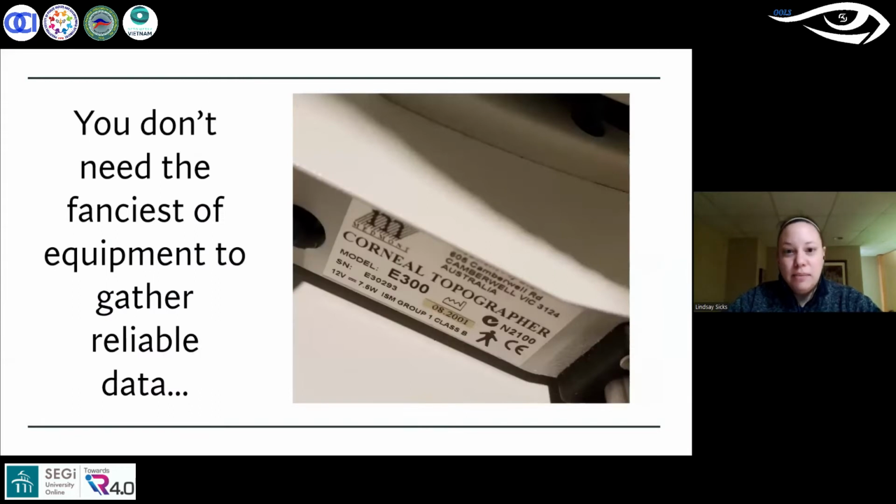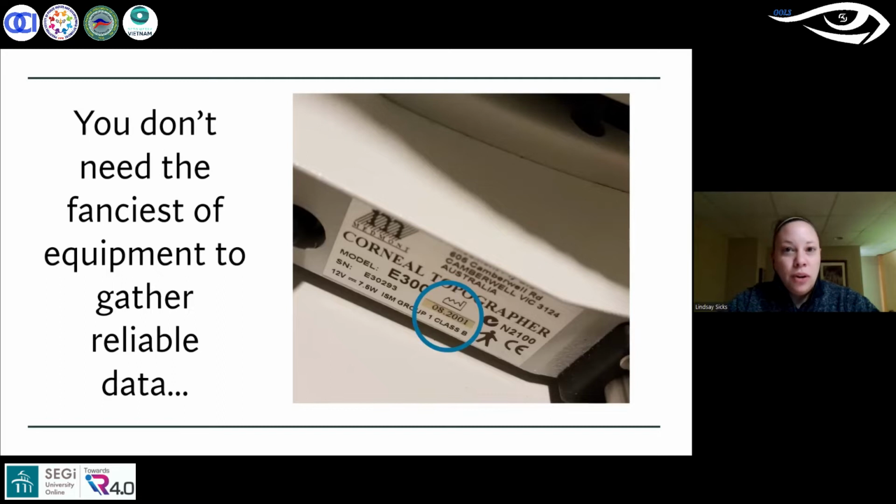So I'll start this part by saying you really don't have to have the fanciest of equipment to gather reliable orthokeratology data. I think it's very useful to have a corneal topographer. It does not have to be the latest, greatest model. And so when I was putting this talk together, I thought, well, let me just go see how old my oldest topographer is. And it is from 2001. So it is having its 21st birthday this year. And I thought, well, does that really affect the data that I'm collecting? And in some ways it does, and in some ways it doesn't.